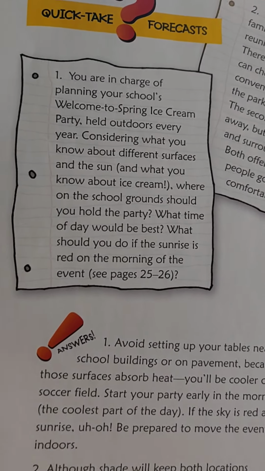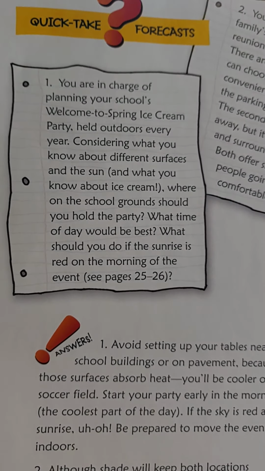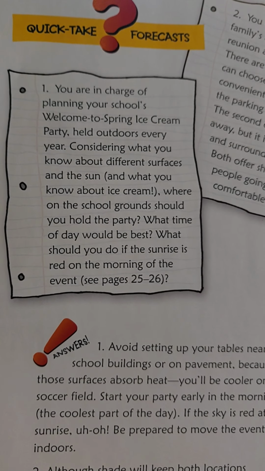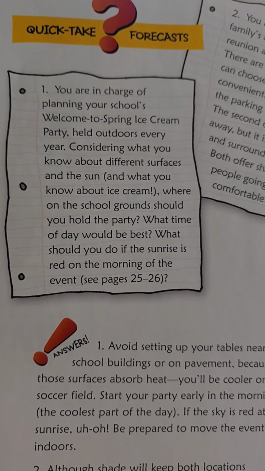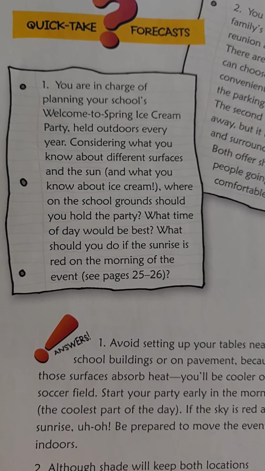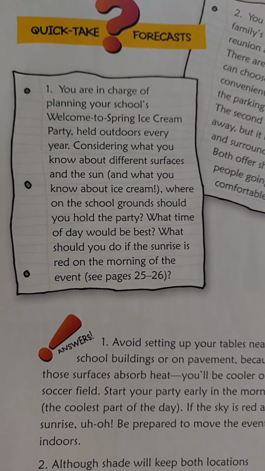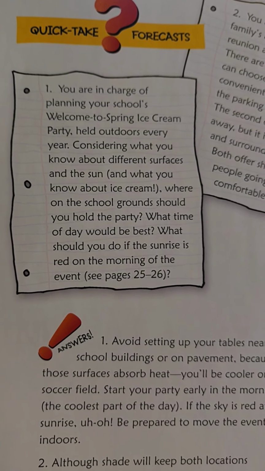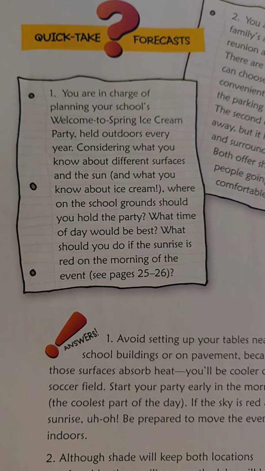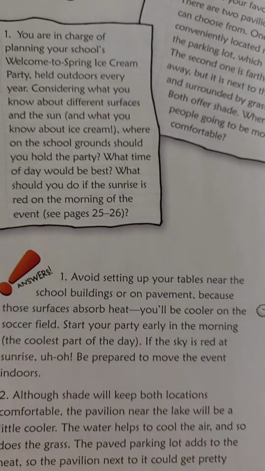Quick take forecasts. Scenario 1. You are in charge of planning your school's Welcome to Spring ice cream party, held outdoors every year. Considering what you know about different surfaces and the sun, and what you know about ice cream, where on the school grounds should you hold the party? What time of day would be best, and what should you do if the sunrise is red on the morning of the event? See pages 25 to 26.